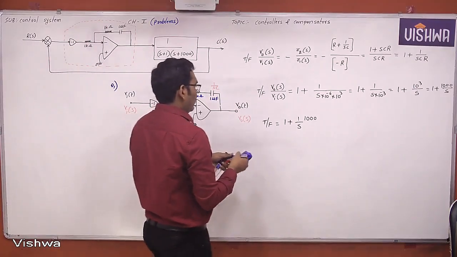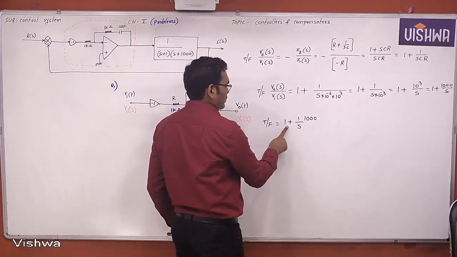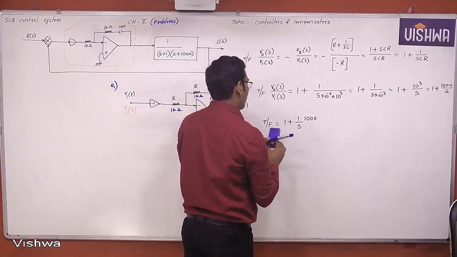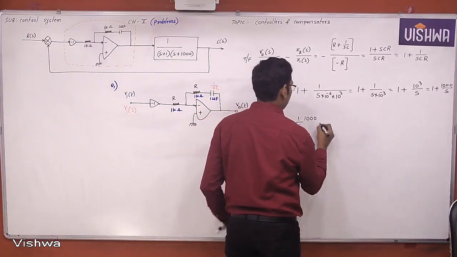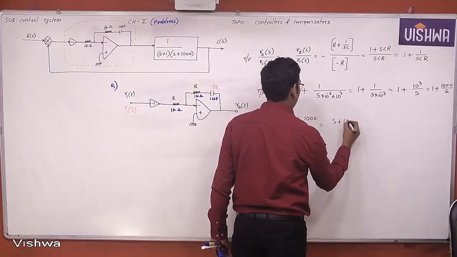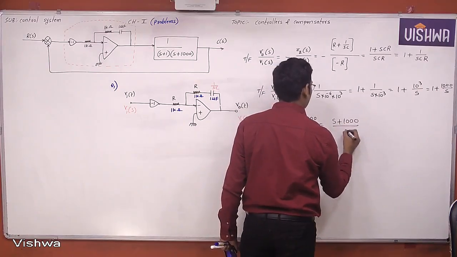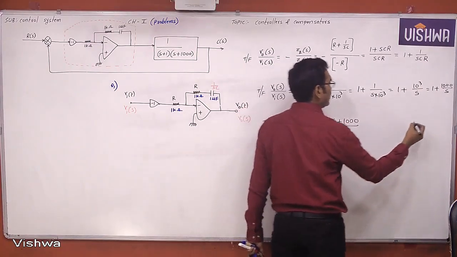Now, what is this? 1 plus 1 by S into 1000, or you may write it like this also. Okay, it's not a problem. S plus 1000 by S. So you can immediately get the answer.